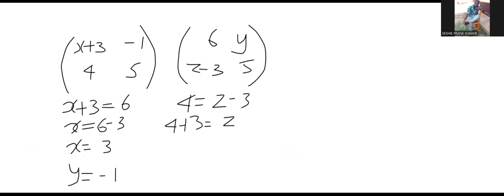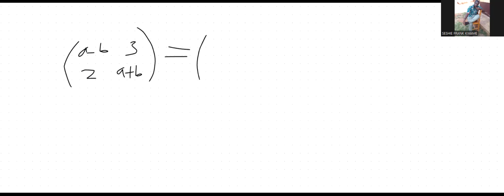Question 3. So if A minus B, 3, 2, and then A plus B. That's how it should be written. It's equal to 2, 3, 2, 6. Find the value of A.